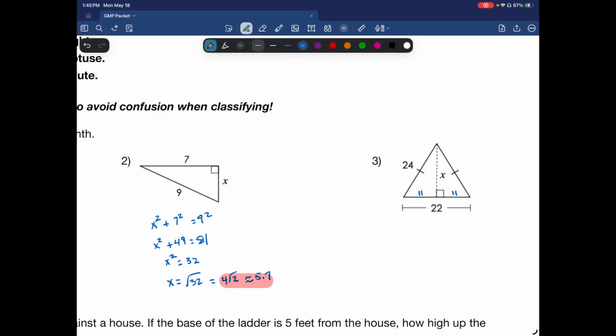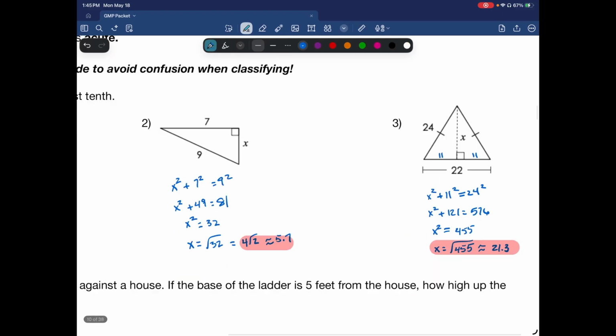All right, and so this is going to be x squared plus 11 squared equals 24. Okay, sorry, 24 squared. So x squared, I'm getting ahead of myself, plus 121 equals 576. x squared equals 576 minus 121, which is 455. So x equals the square root of 455. And the decimal to one place is going to be 21.3. Right?